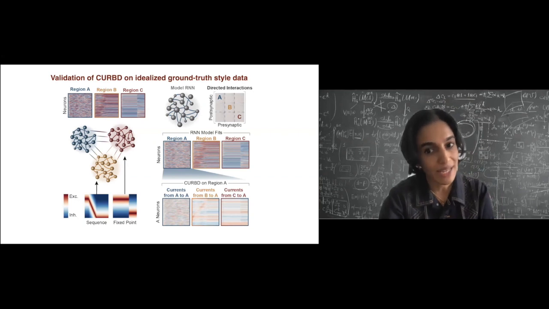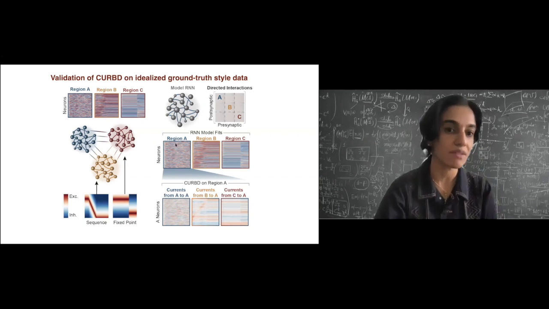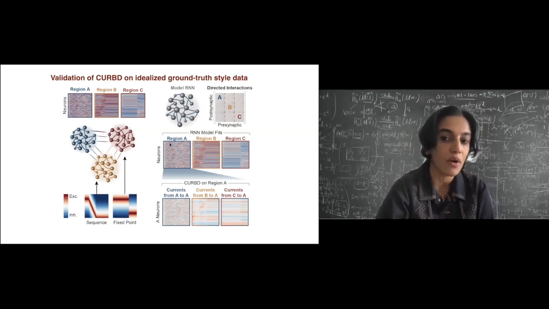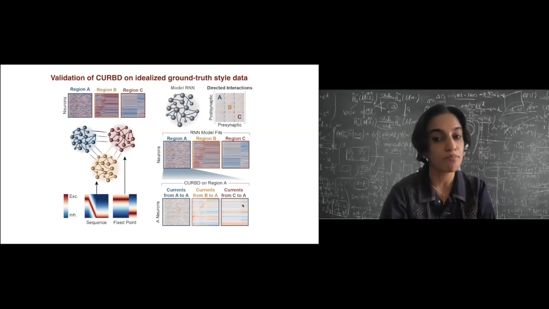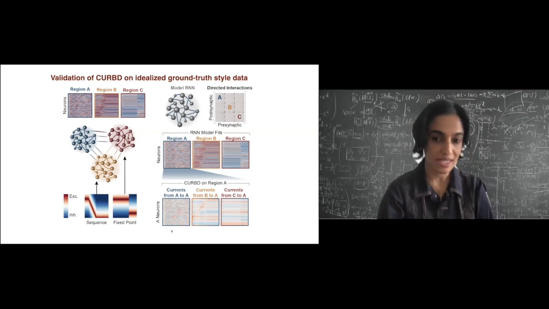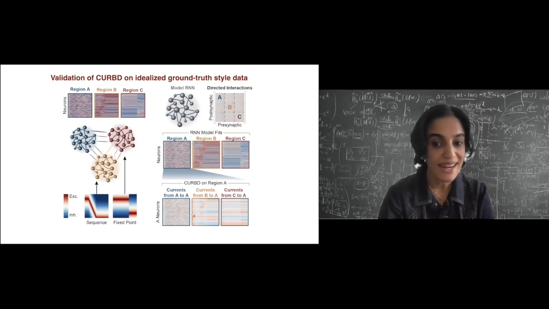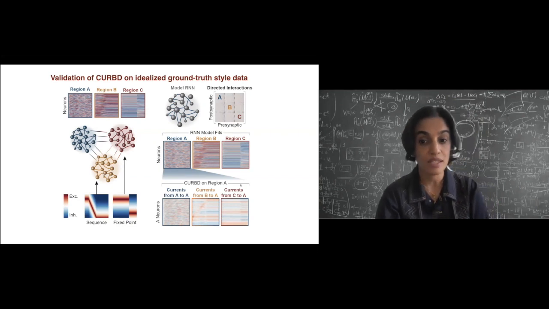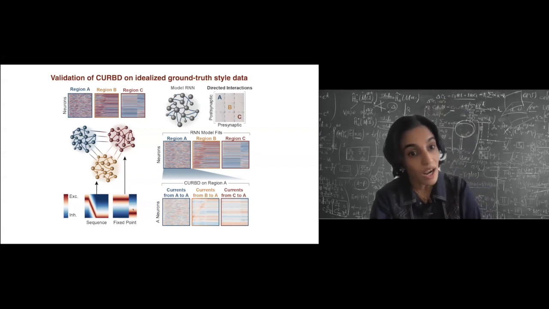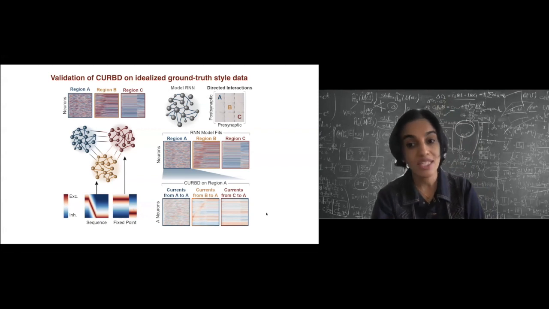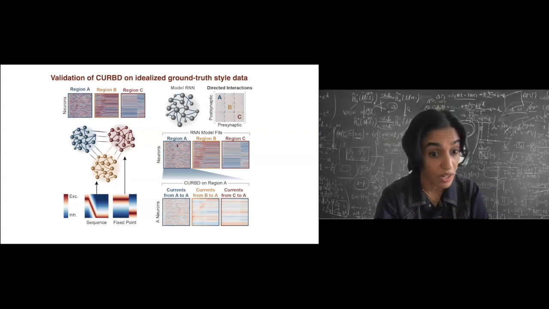Now we run the curved exercise, and we can decompose the activity of region A, or the RNN's fit of region A, into its component currents. Now you can see something clever happening. These are all region A units as a function of time. The currents from A to A look chaotic and irregular. The currents from B to A reflect the sequential input that only went to region B. And the currents from C to A reflect this fixed point switching to another fixed point that only RNN C saw. The sum of all these three gives you the activity in RNN A.